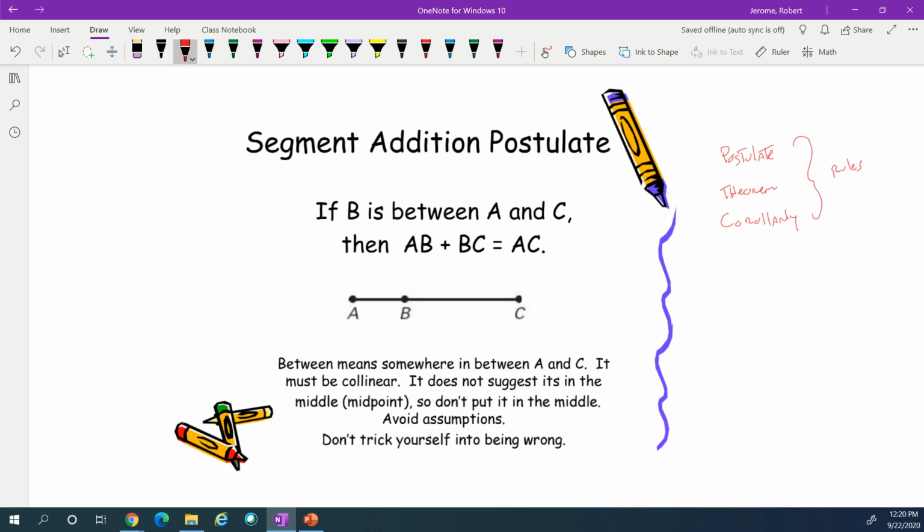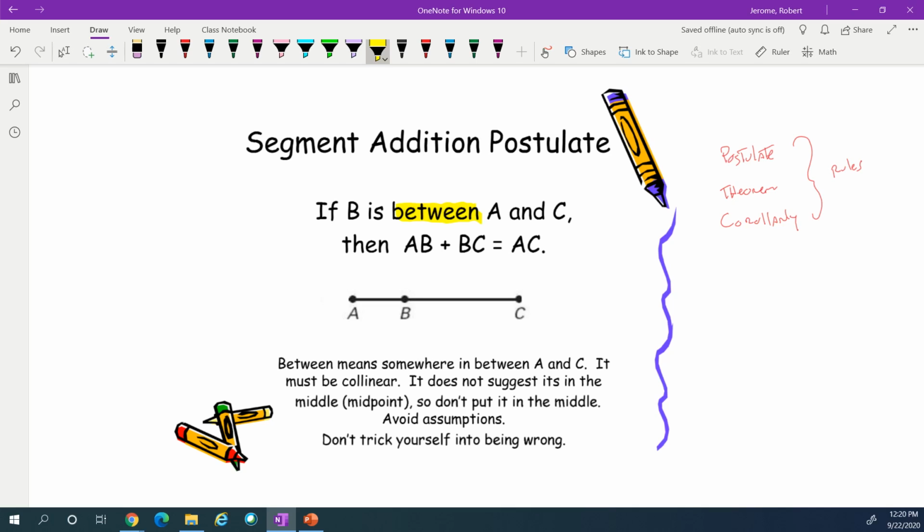A theorem is a concept built on postulates and proven. And then a corollary is an extension of theorems. But let's just think of them as fancy words for rules. So this is the rule on adding segments. Think about it that way. We've got a really important word here, between. It seems so simple, but for us, between has a very specific meaning.